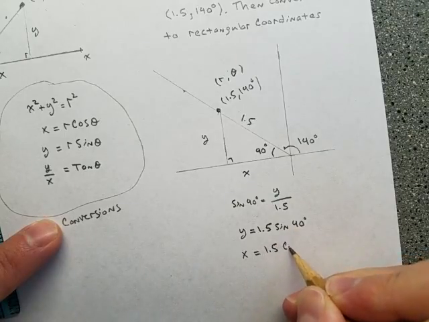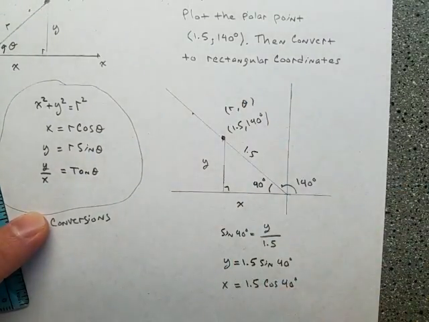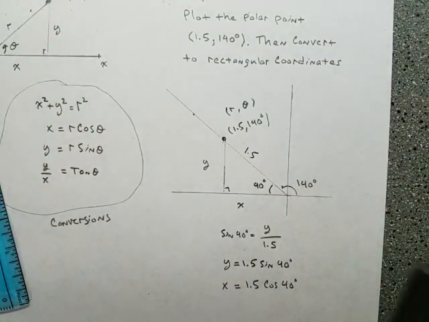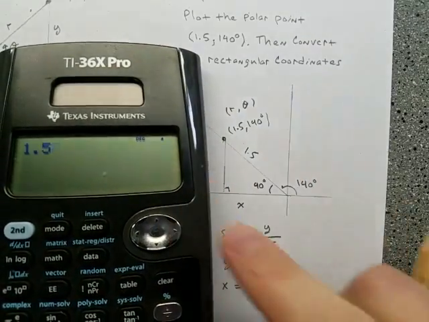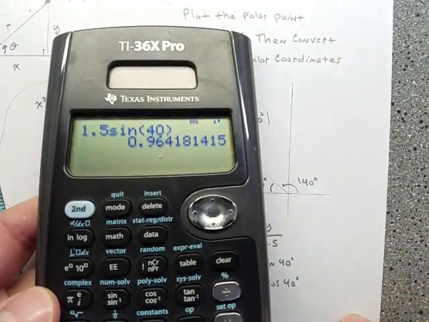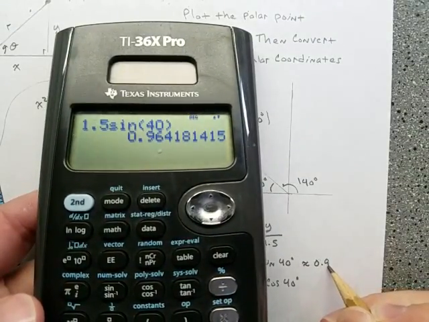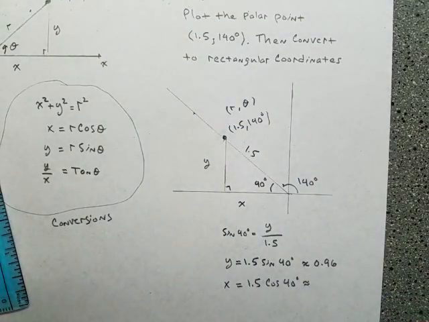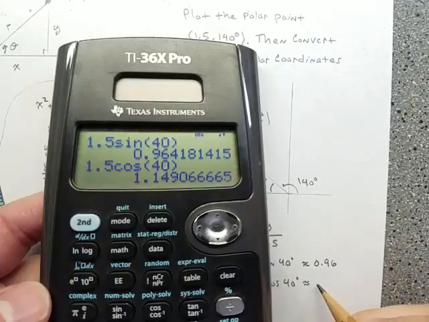1.5 cosine 40. Okay, so I could give you the point like that. I can say this is x, that's y. But how about this? For my answer, let's do the math. 1.5, my calculator's in degrees, sine 40 degrees. So that's going to be about 1, almost 1. Let's say 0.96. And 1.5 cosine 40. So that's about 1.14, a little bit more than 1. Let's say 1.15.